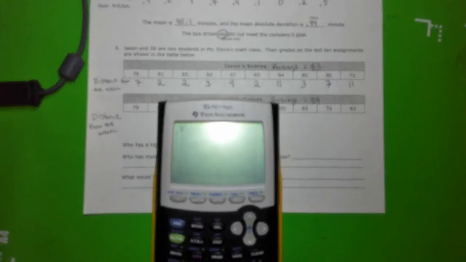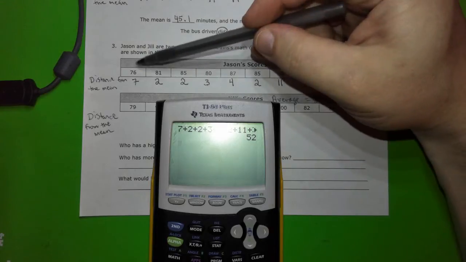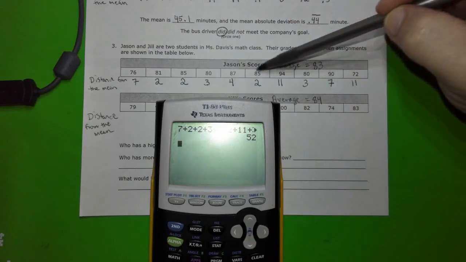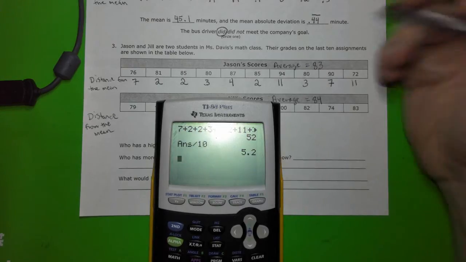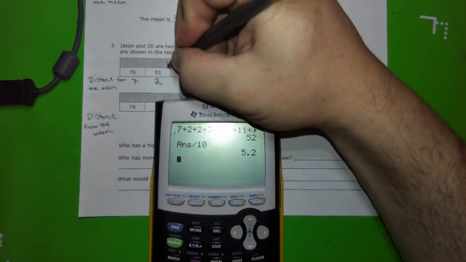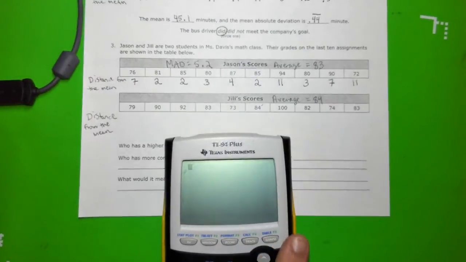Okay, so I've got 7 plus 2 plus 2 plus 3 plus 4 plus 2 plus 11 plus 3 plus 7 plus 11. That gives me 52, and then I'm going to divide that by 1, 2, 3, 4, 5, 6, 7, 8, 9, 10. So Jason's mean absolute deviation, or MAD, is going to be 5.2, and I'm just going to leave that right there like that. Okay, because now I have to calculate Jill's.